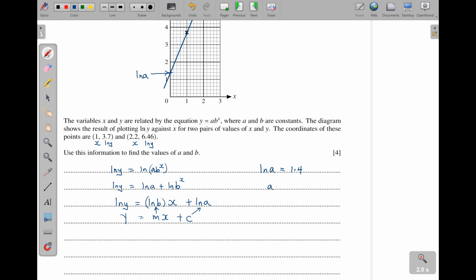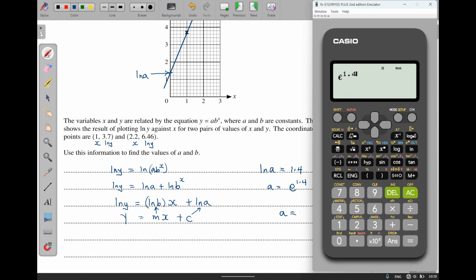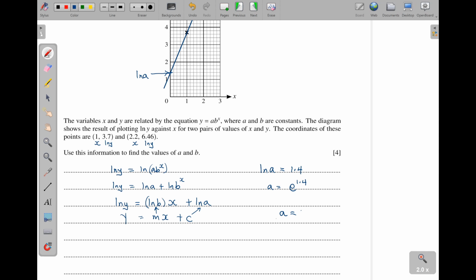So what will be a? a will be equal to e to the power of 1.4. So what will be our a? e to the power of 1.4. This one will give us 4.055, and they never told us to give our answers maybe to 3 significant figures or what. So I'm going to write it to 3 significant figures, 4.06. That is that.